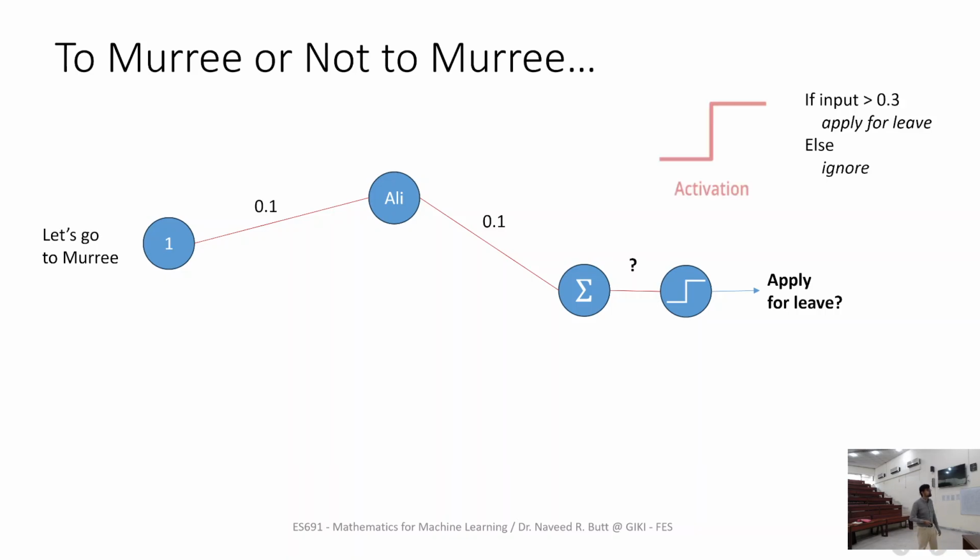Now let's say you have set an activation function. You decide that if the input, that means at this stage the input for this guy means here. यहाँ जो value है question mark की जगह, if that value exceeds 0.3, I will apply for a leave. Because then most likely we are going to marry.